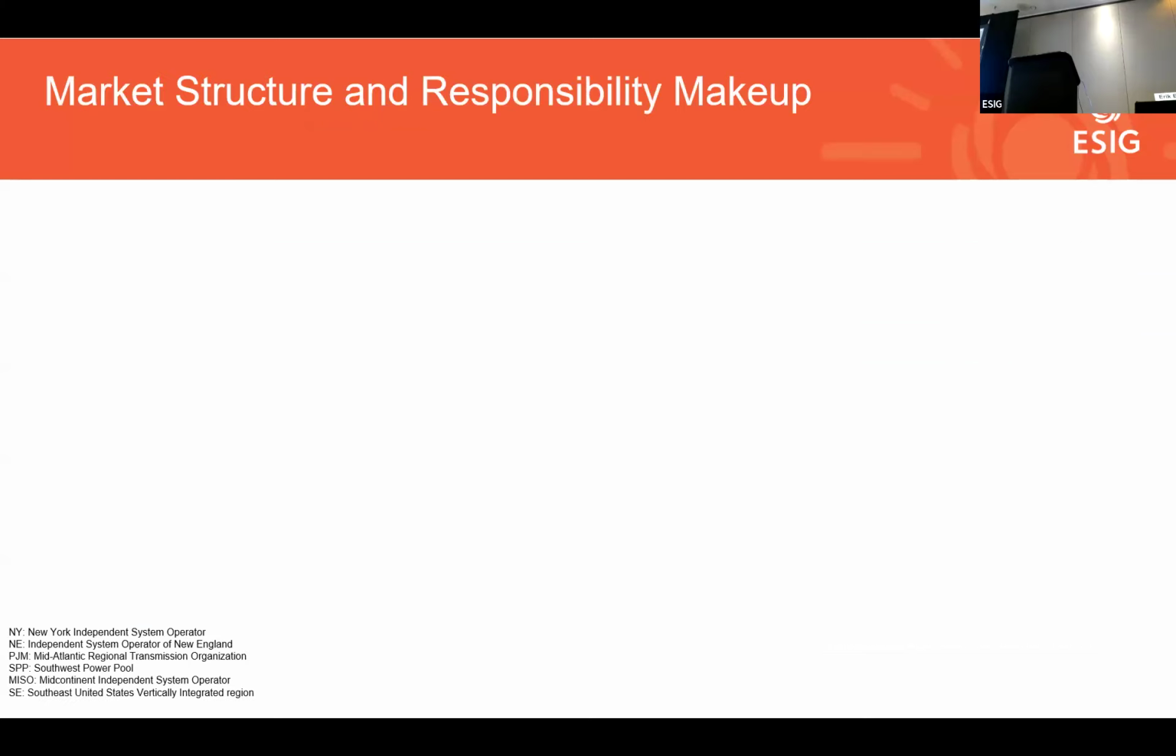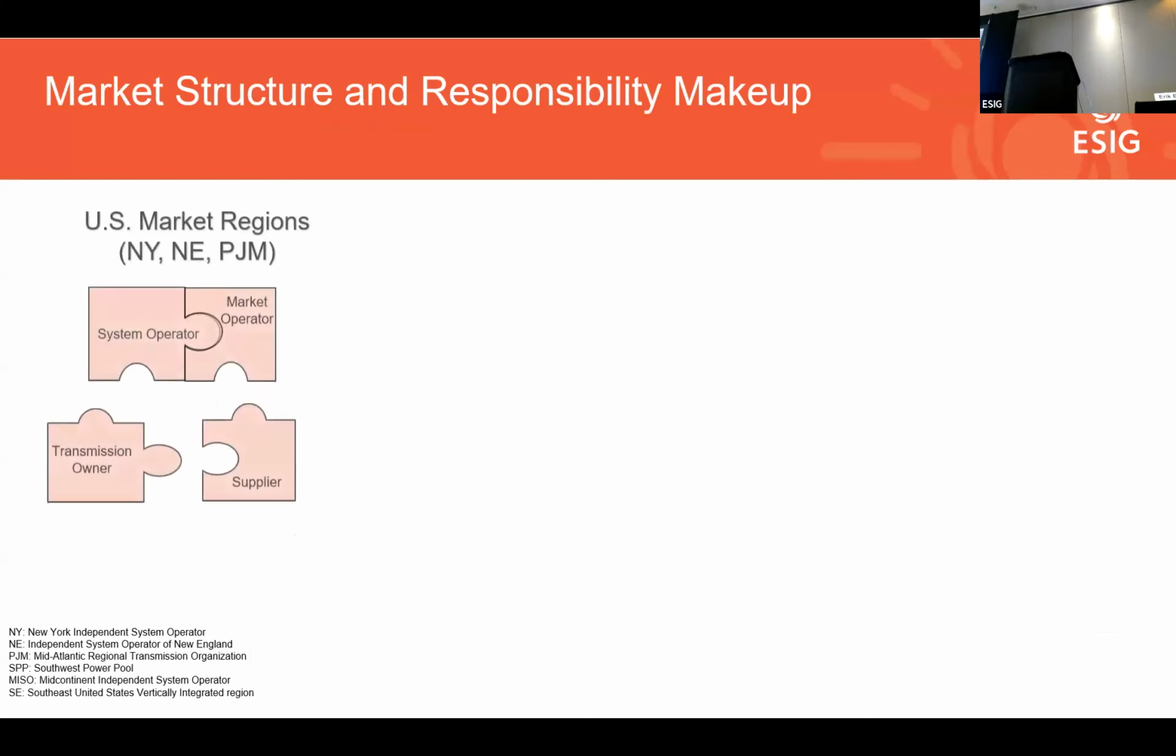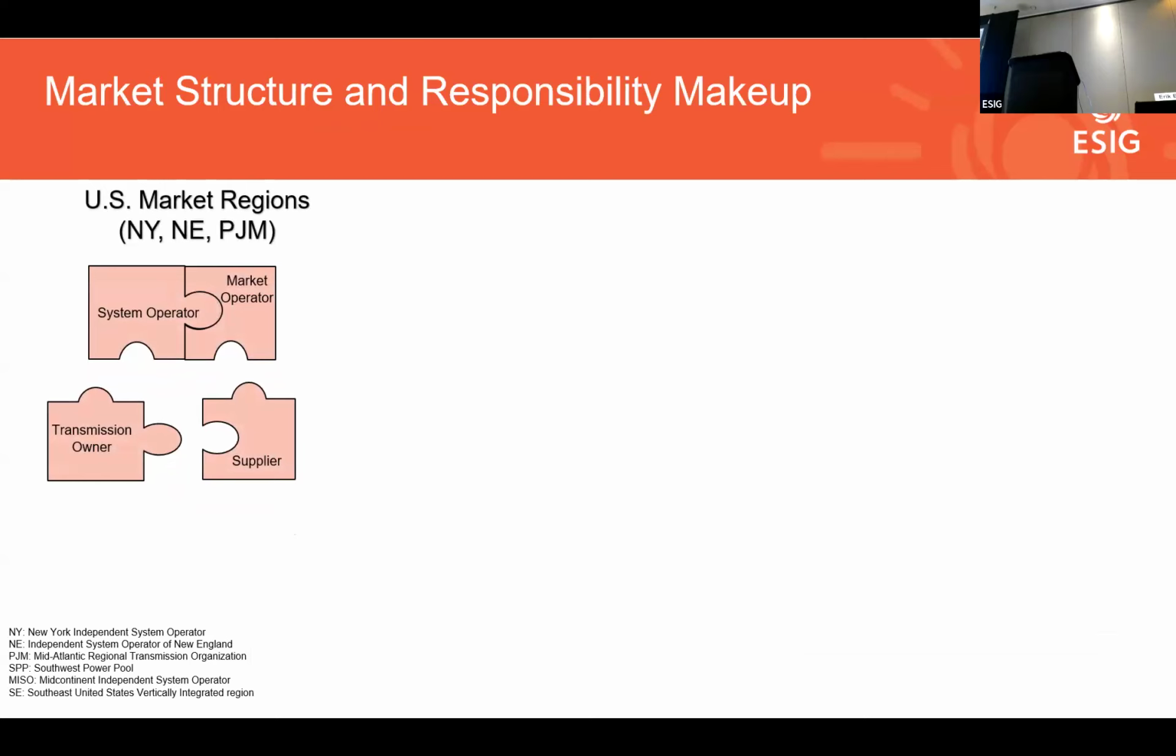So let's get right into it with market structure. There are some different definitions out there, but many of us think of market structure as kind of who has the responsibilities and how are they connected across the different regions. So there's a lot of different structures that are in place. Actually, there's a lot of different structures within the United States, as we'll show here.